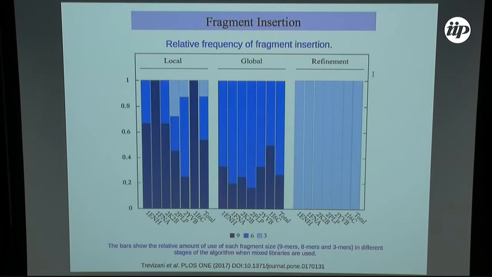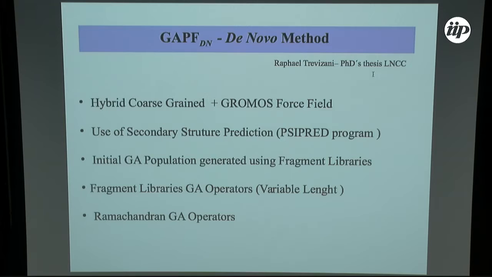And using this information, we constructed a de novo method, the GFF de novo method, with a hybrid coarse-grain plus a Gromos force field approach. It uses a secondary structure prediction from the CPRED program. The initial genetic population is also generated with fragment libraries. We constructed a series of original genetic operators that use fragment libraries, and also Ramachandran operators, using also the single and multi-objective algorithm, a multi-minima algorithm with phenotypic crowding mechanism.